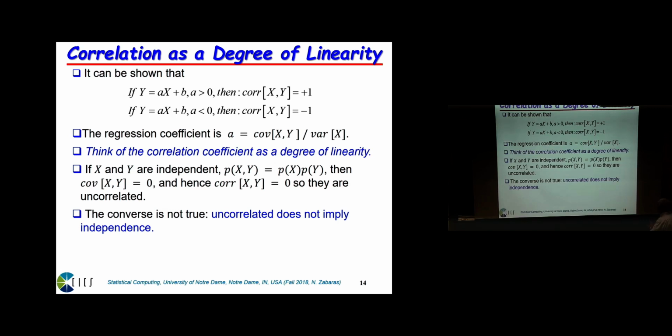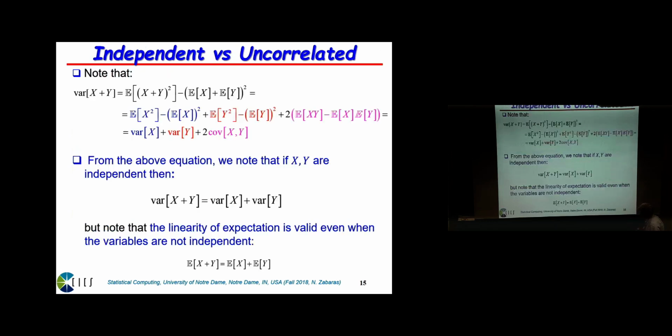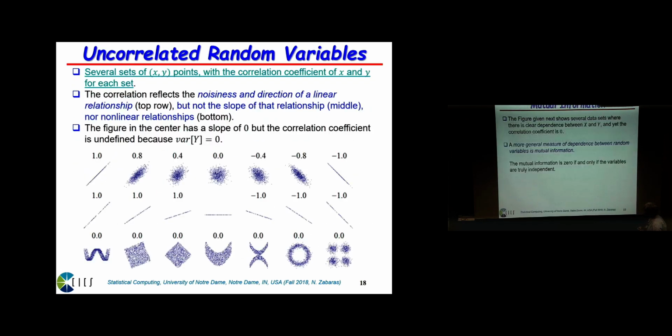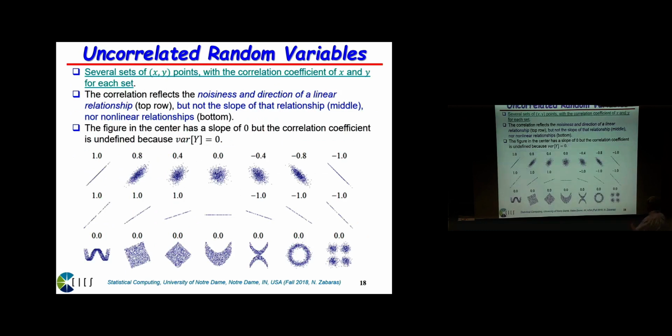I mentioned that independence implies that the variables are uncorrelated. Uncorrelated does not imply independence. And when the variables are correlated, you really capture only this type of correlations. Nothing more, okay?